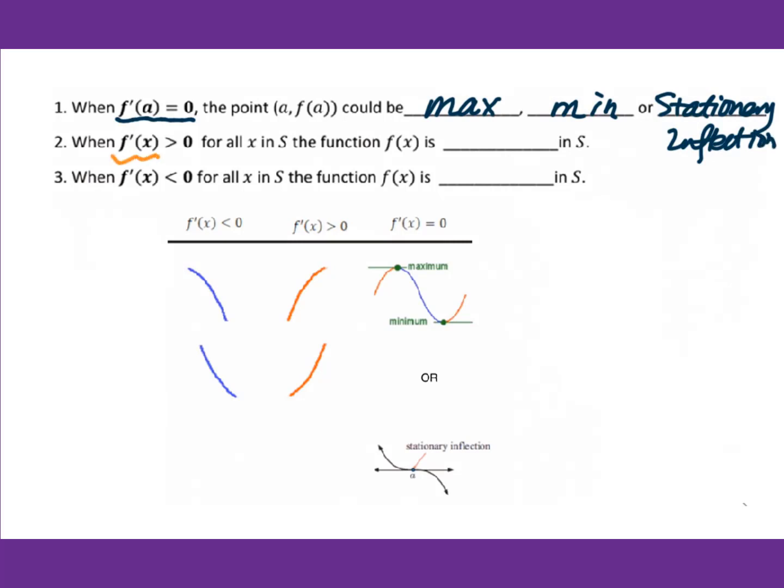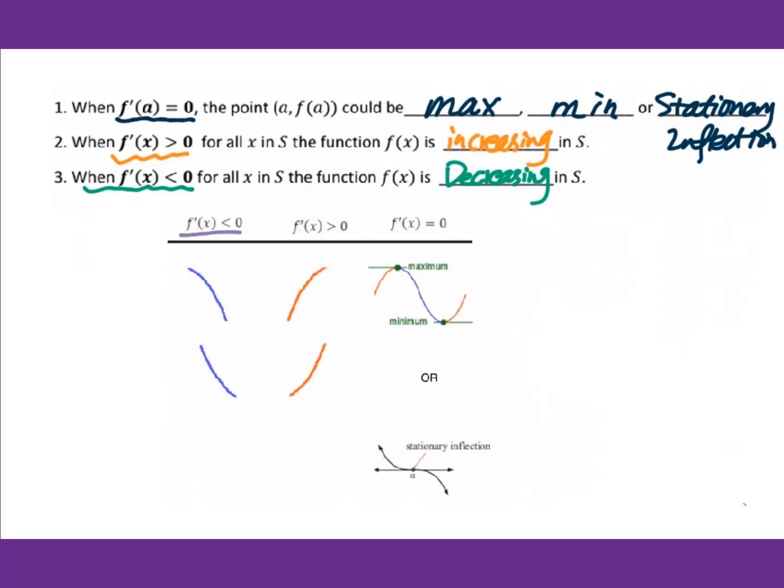When f prime of x is greater than 0 for all x in S, the function f of x is increasing in S. When f prime of x is less than 0 for all x in S, the function f of x is decreasing in S. Here is the diagram about the first derivative.